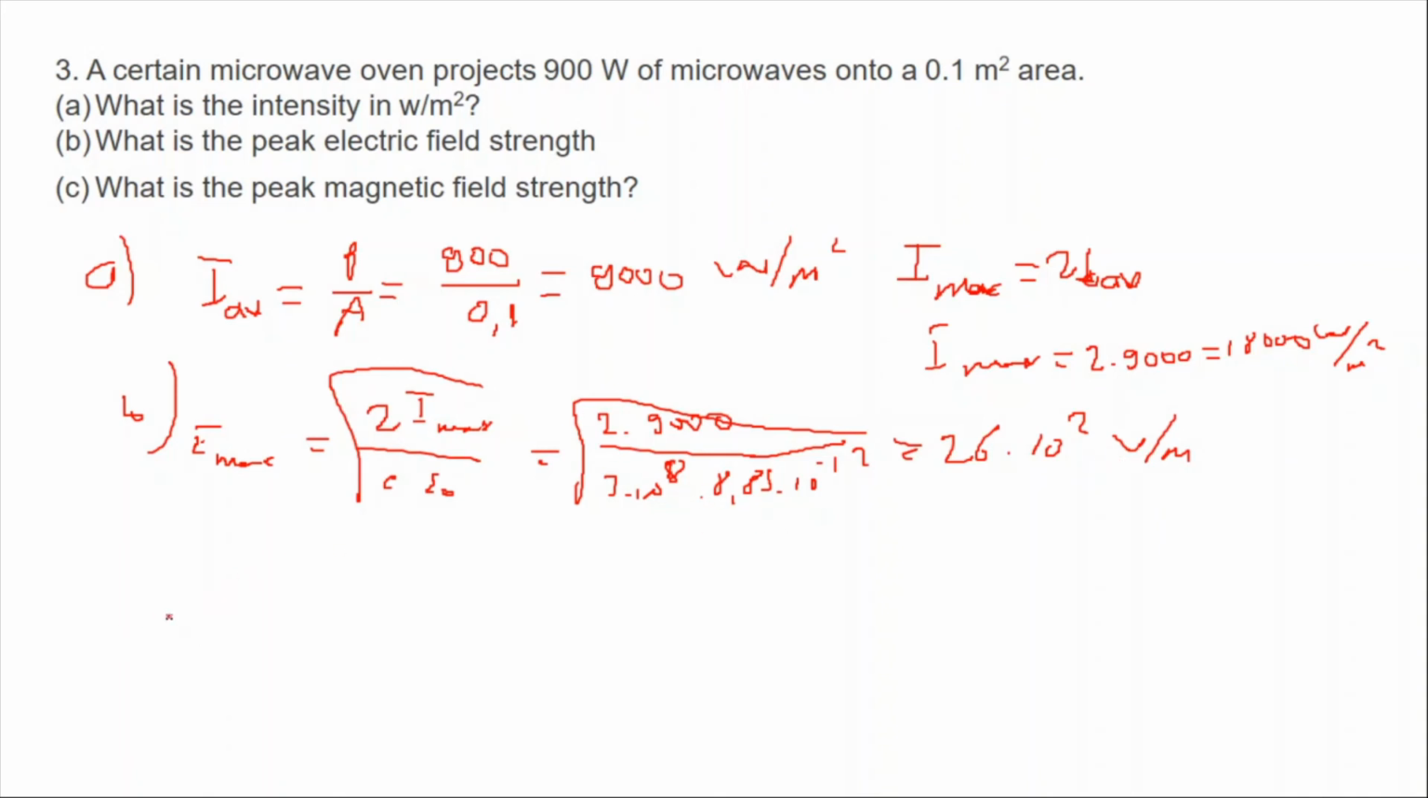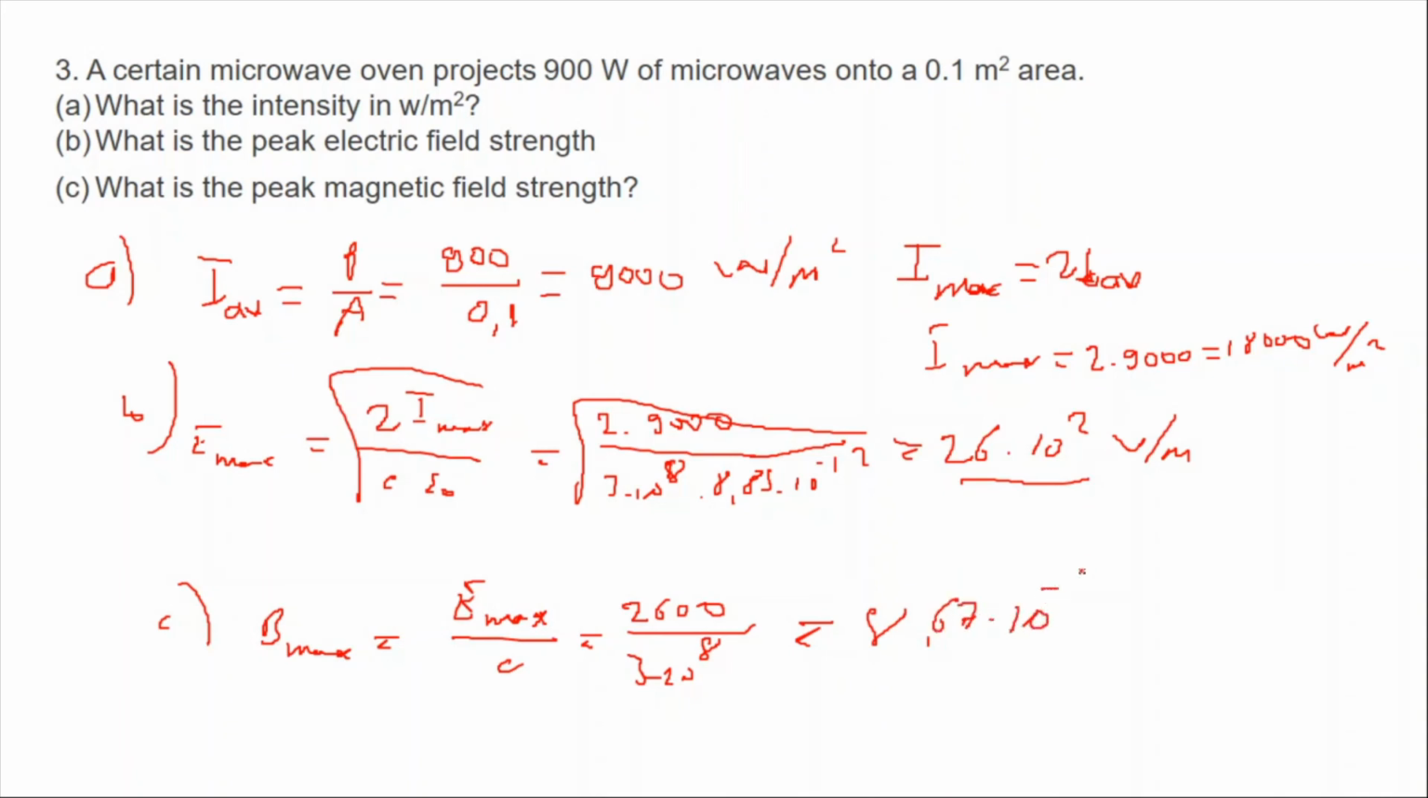What about the magnetic field? For the maximum value of the magnetic field, I'm again going to use B max is equal to E max divided by C. It will be 2600 divided by C, which is 3 times 10 to the 8 meters per second, and this will give us approximately 8.68 times 10 to the negative 6 Tesla.